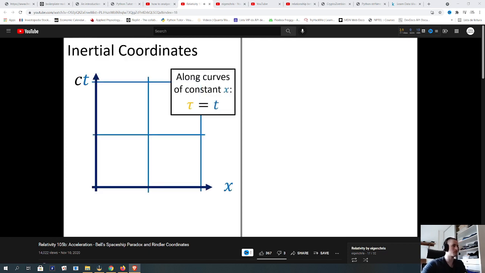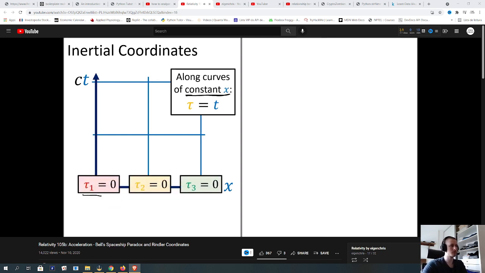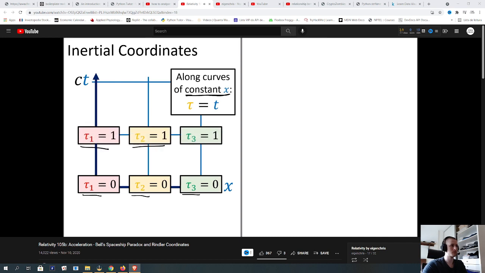Let's visualize this with space-time diagrams. In inertial coordinates, we know that along lines of constant position, the proper time tau is just equal to the coordinate time t. So if we place clocks tau 1, tau 2, and tau 3 at various positions and set them all equal to 0, then at this line of simultaneity a bit later, the clocks all read the same value of 1. So in inertial coordinates, the coordinate time t is equal to the proper time tau if we remain at a constant position, and this is the same time measured for all positions x.